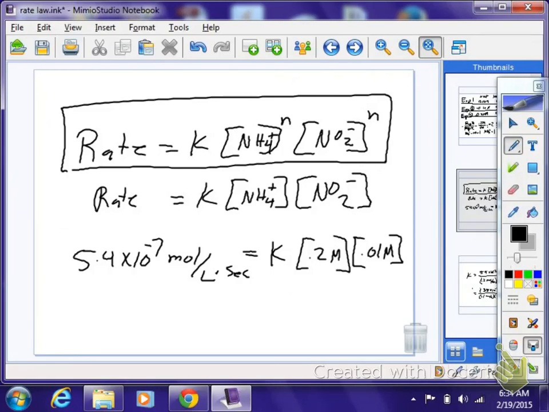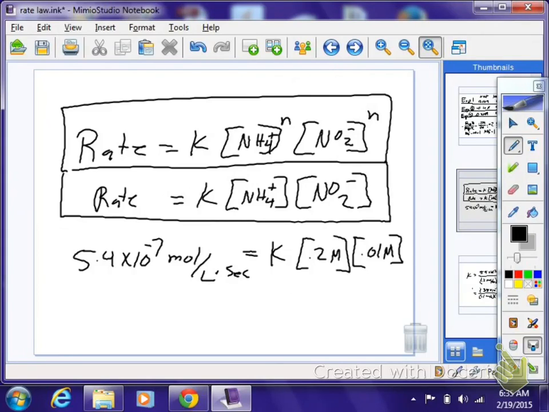Rate is equal to K, the constant, times the concentration of NH4 plus to an order of n, times, because we have 2 reactants, we'll have to multiply those 2 in the rate law, NO2 minus to order of n. Again, we're going to put the orders in there when we need to. Down below, we have our experimental rate law for the one we just did.